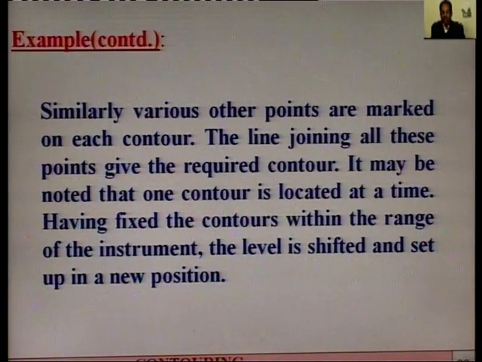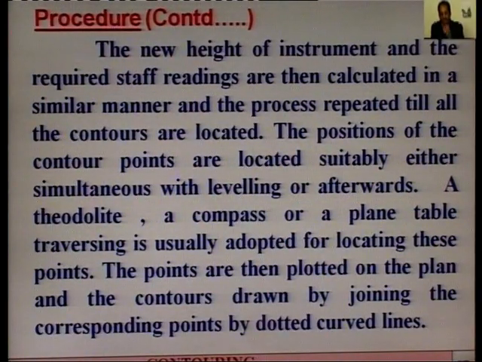It may be noted that one contour is located at a time. This is very important. Having fixed the contours within the range of the instrument, the level is shifted and set up in a new position. The new height of instrument and the required staff readings are then calculated in a similar manner and the process is repeated till all the contours are located.